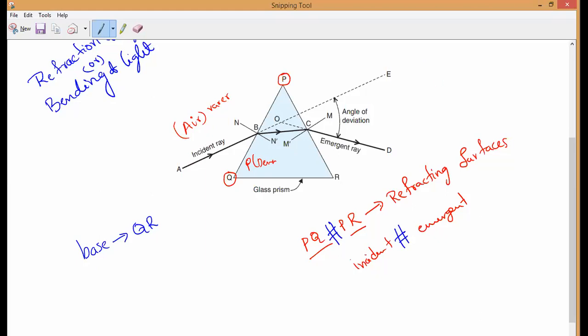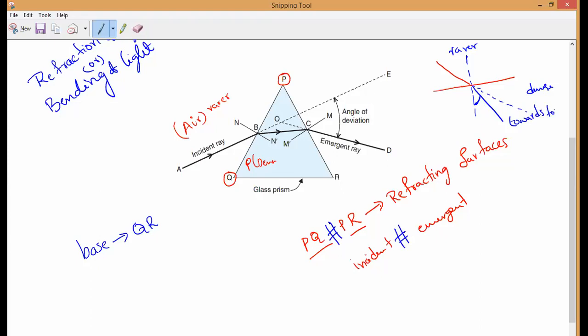Observe very carefully. Let me imagine this surface to be your horizontal axis. Now light is falling like this. This is the original path. When it is entering from rarer to denser, how will it be bent, towards the normal or away from the normal? It will bend towards the normal. Is it correct or not?